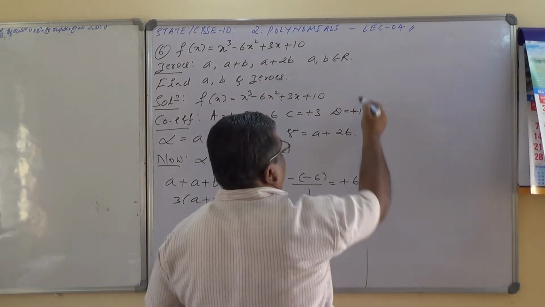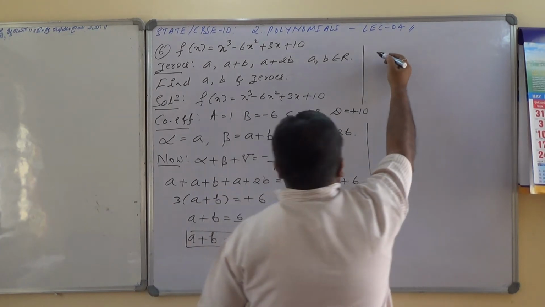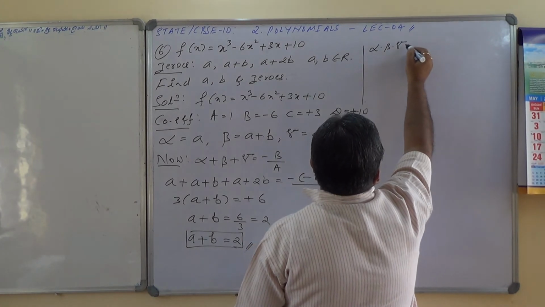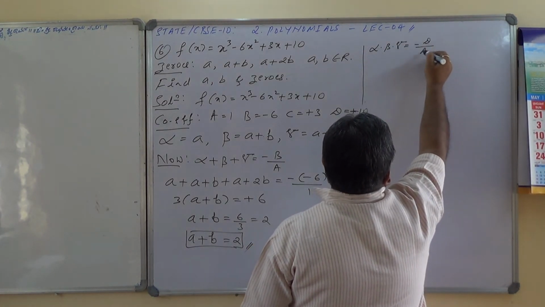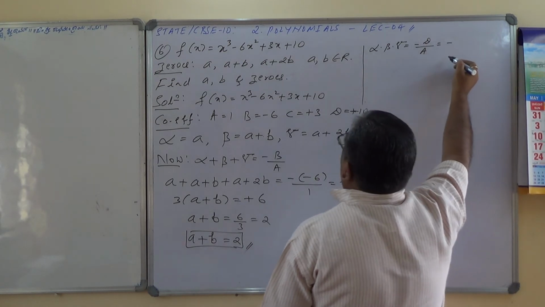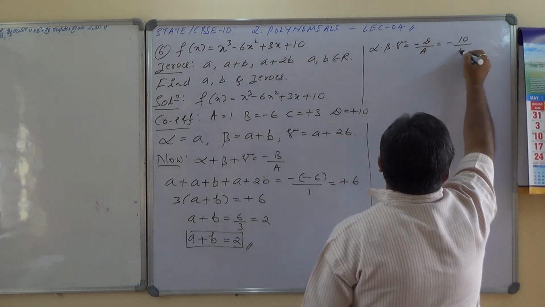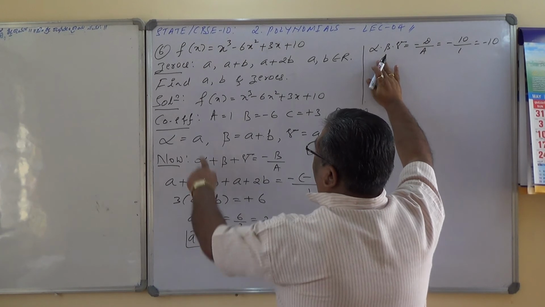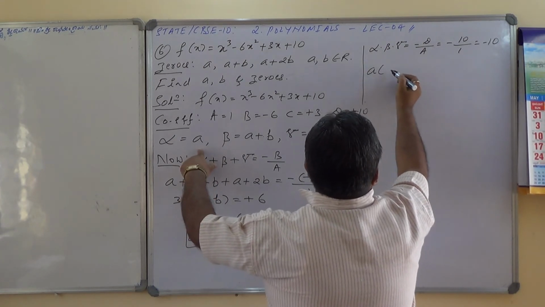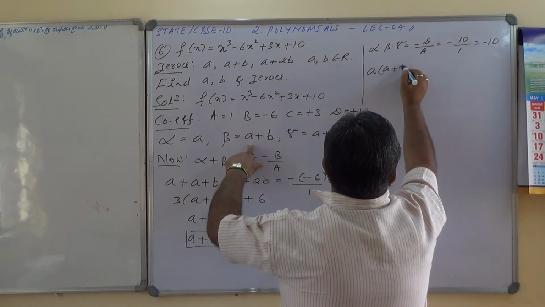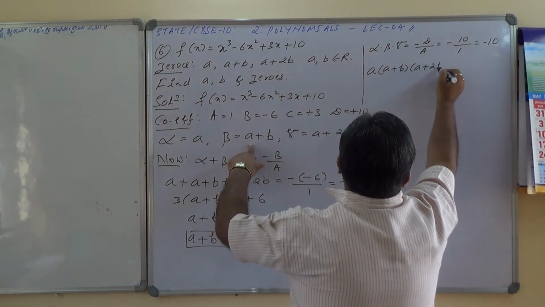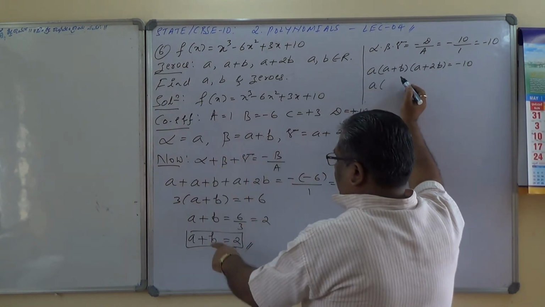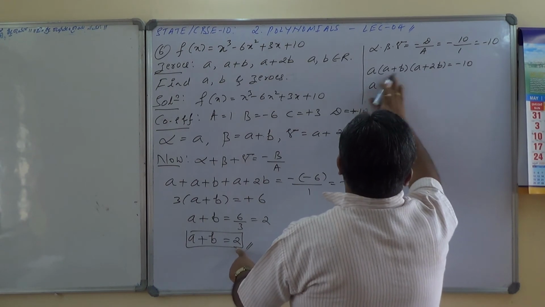Now let us look at the product of zeros. Alpha into beta into gamma equals minus D by A, minus 10 by 1, which is minus 10. What is alpha into beta into gamma? Alpha is a, into beta is a plus b, into a plus 2b equals minus 10. What is the value of a? As it is, a plus b is 2 here. So this I can write as 2a.